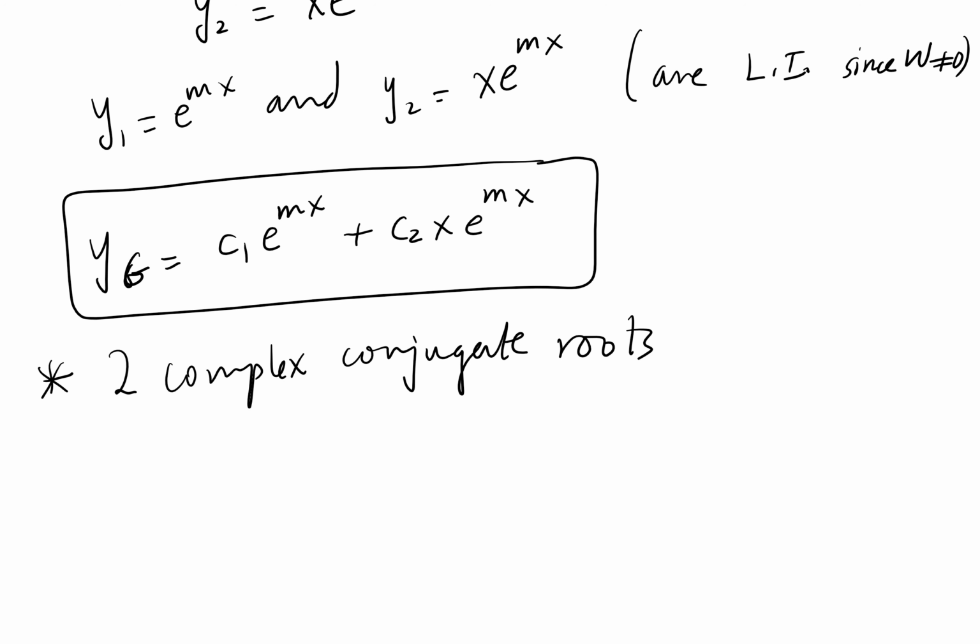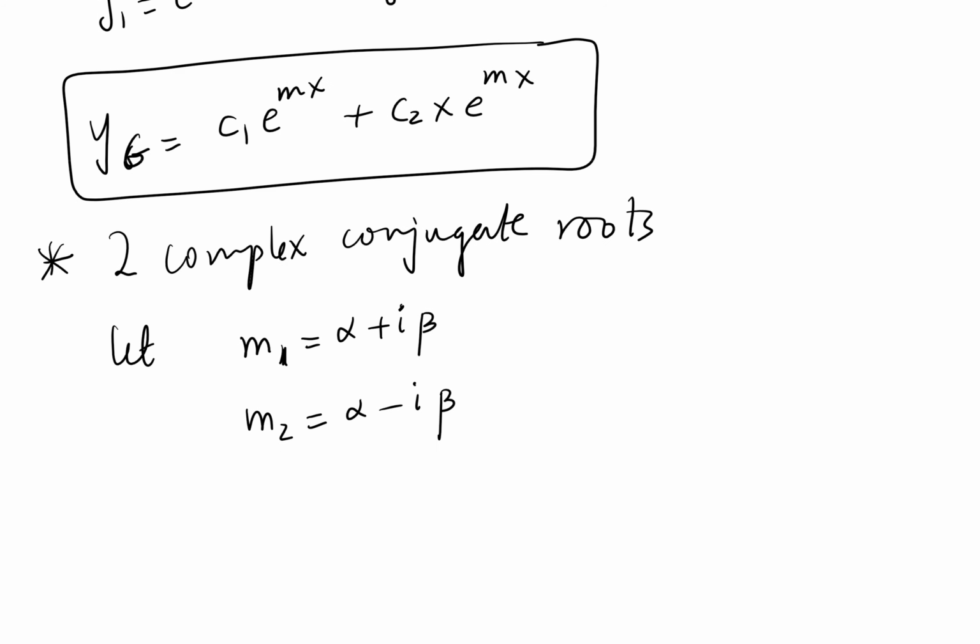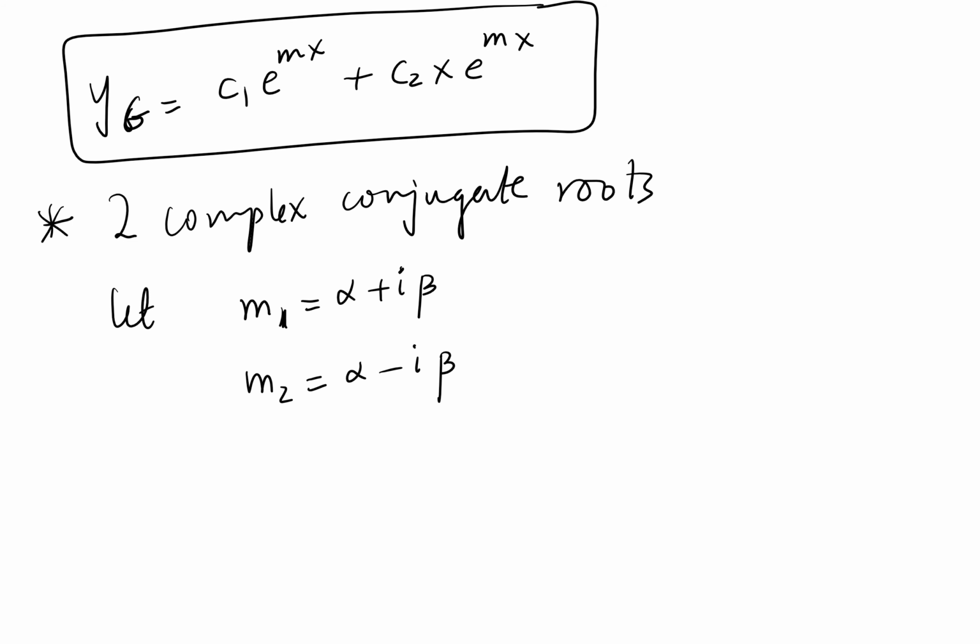So in the case of complex roots, how do we deal with this? We start by letting m1 equals alpha plus i beta. Because the two roots are m1 and m2 and they are complex, each one can be written in a complex form like so. And since alpha plus i beta is a root, its conjugate, which is alpha minus i beta, is also a root. This is similar to case 1.